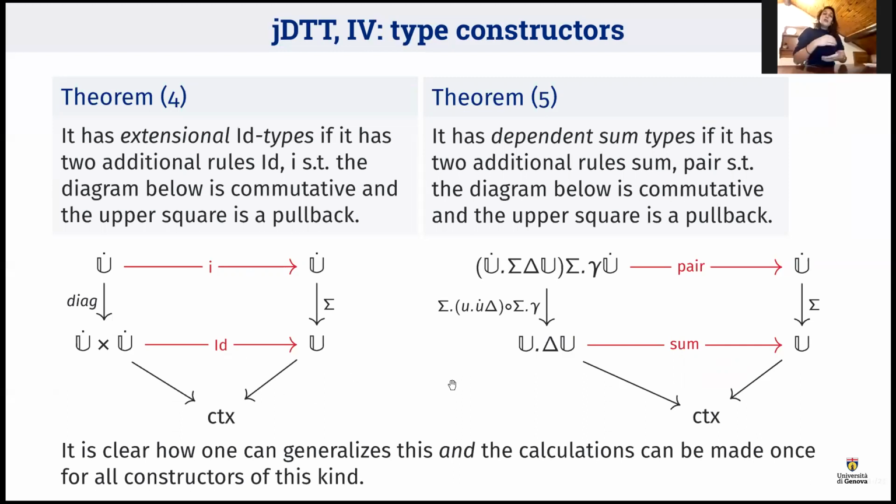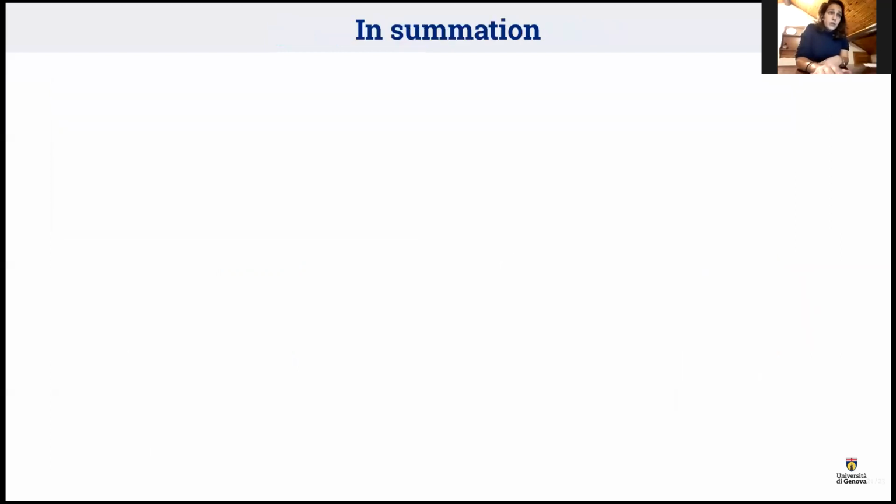So actually, if one computes the deductions, we can extend the notion of type constructor by saying that a type constructor is whatever fits reasonably as an arrow on the left of a diagram, such that it commutes and is a pullback. So that is very interesting, in my opinion.